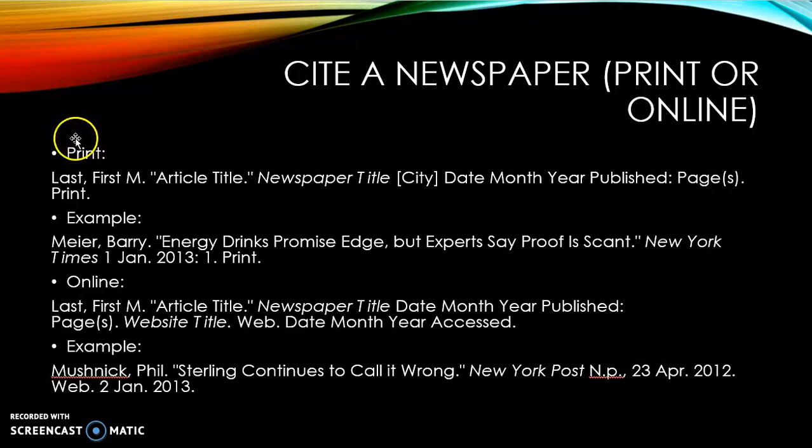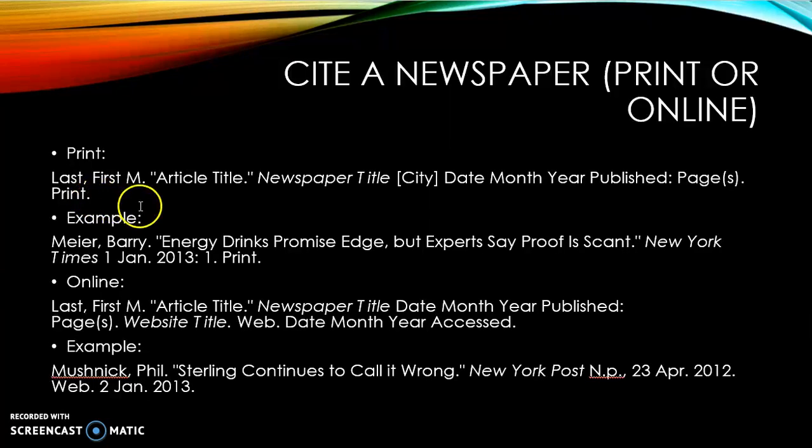So for a print newspaper, you want the last, first, middle initial. Middle initial is not required. Article title, newspaper title is in italics. The date, month, year, again, that's in that order. And that's the date, month, year it was published, colon, and then page numbers. And then print, obviously, because it's a printed newspaper. That's the only way that it could be.